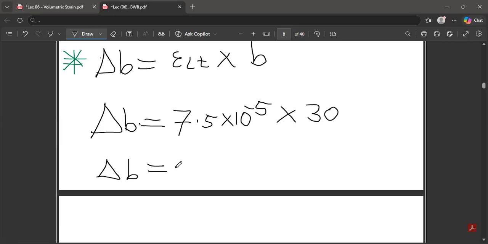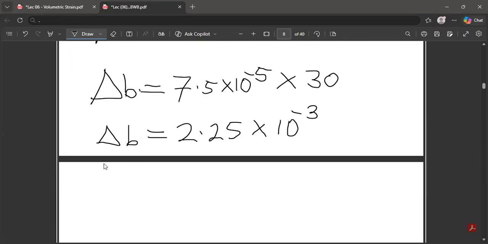So if you multiply all these values, what are you going to get? You're actually going to get 2.25 times 10 exponent negative 3. Anyone, let me check the comments. Yes, so I think some people are on the same side with me. And that is, you're going to get 2.25 times 10 exponent negative 3. Okay, so that is the answer for our change in breadth.